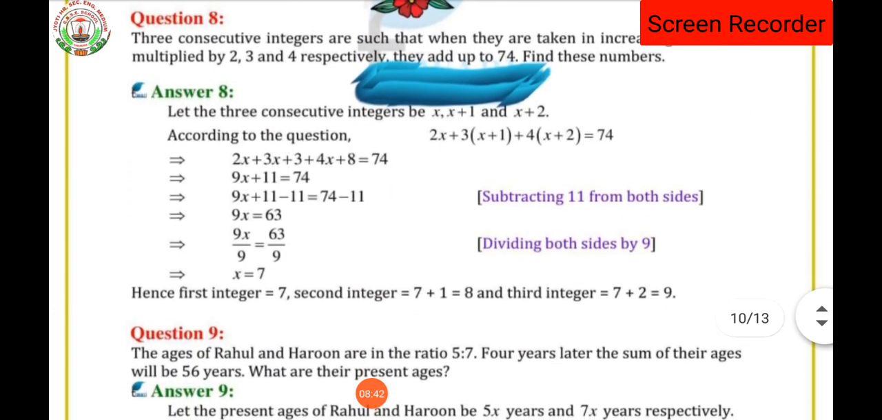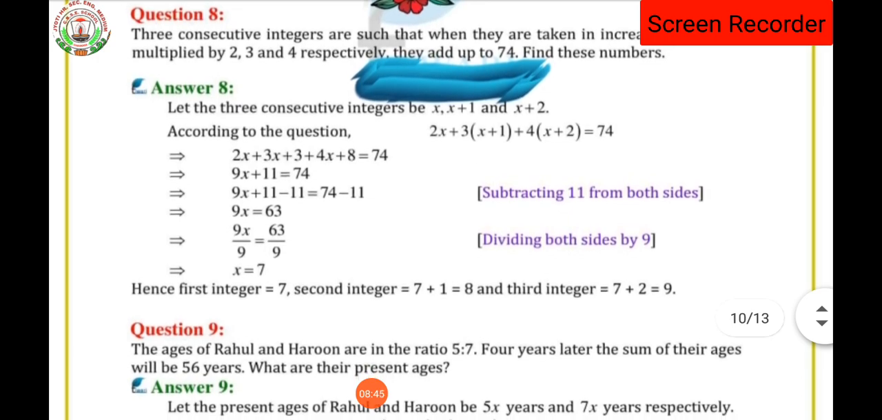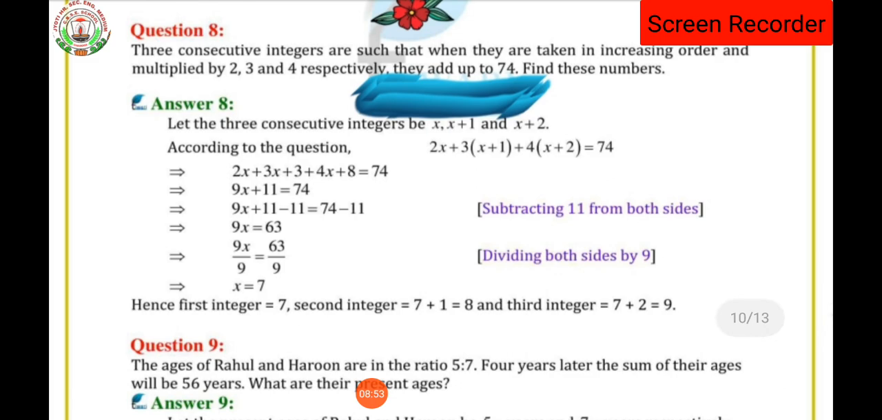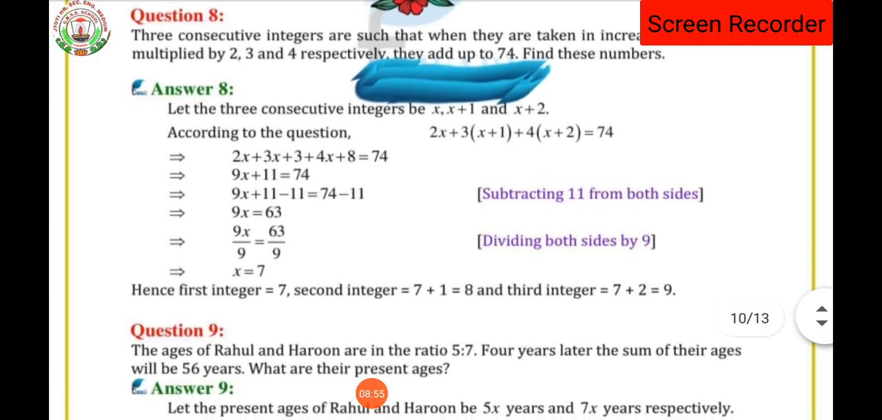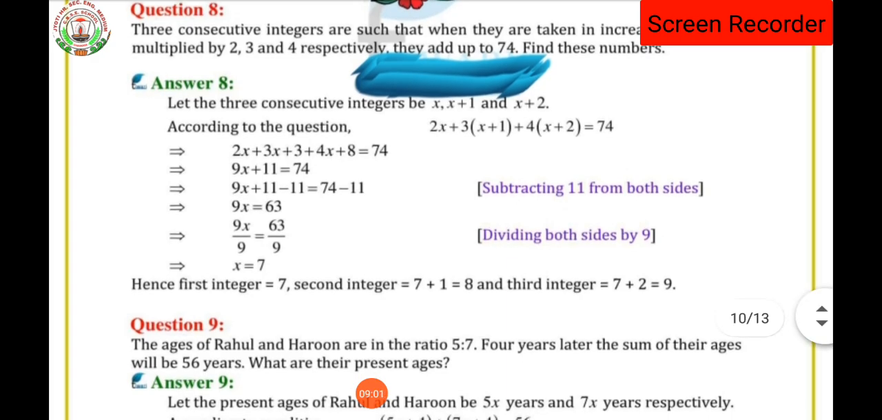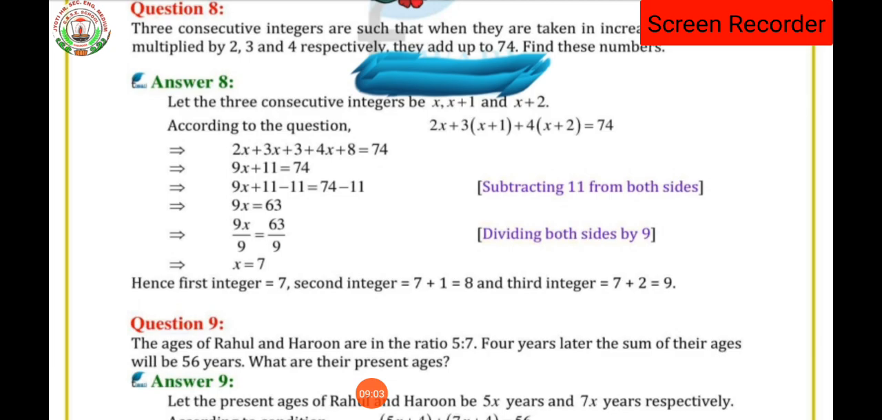Next we have question number 8. In this question it is said that three consecutive integers are such that when they are taken in increasing order and multiplied by 2, 3, 4 respectively, they add up to 74. Find the numbers. So here three consecutive integers means x, x plus 1, x plus 2. Sorry, these are the three consecutive integers. Then these three consecutive integers are going to add up to 74.